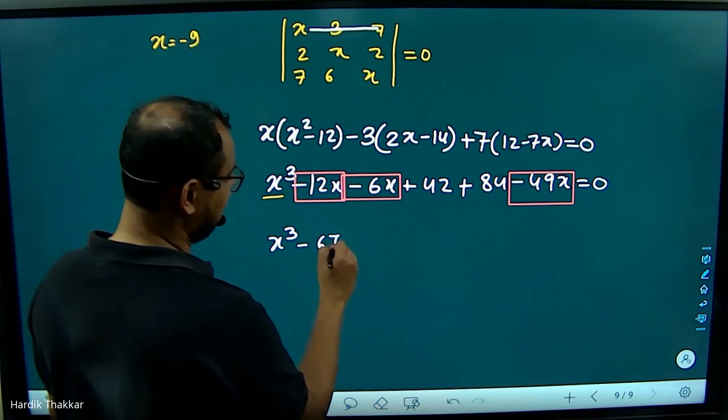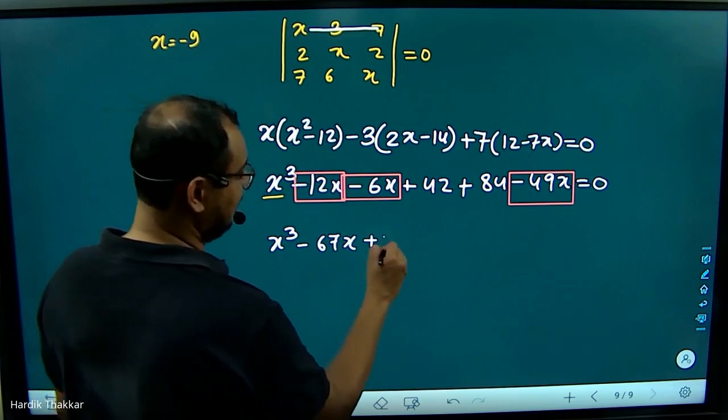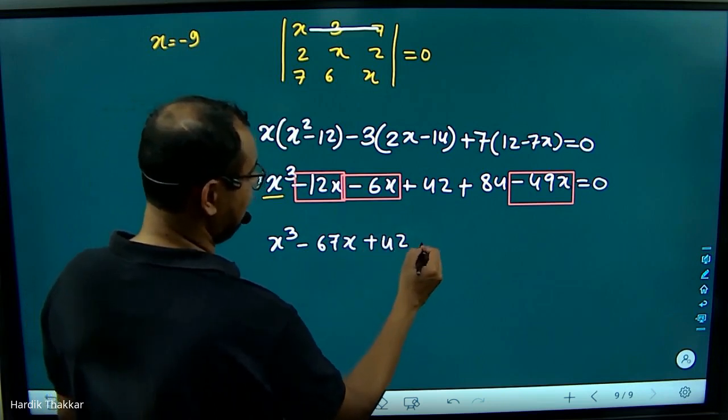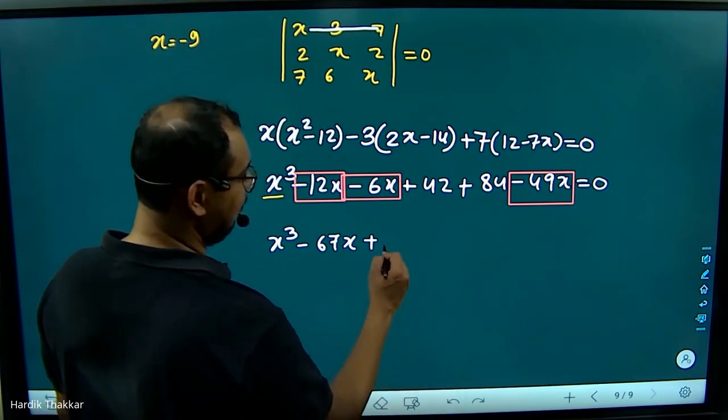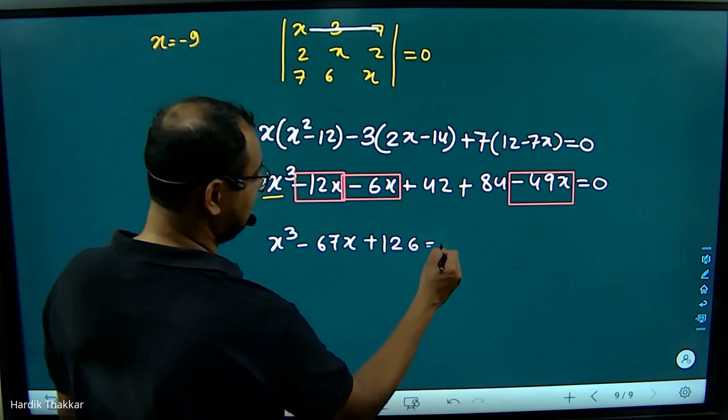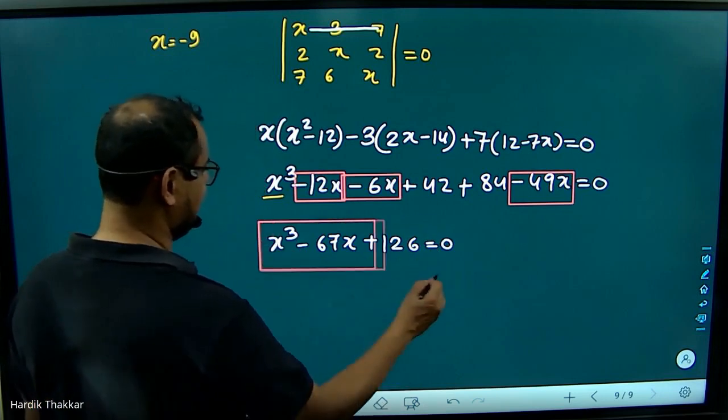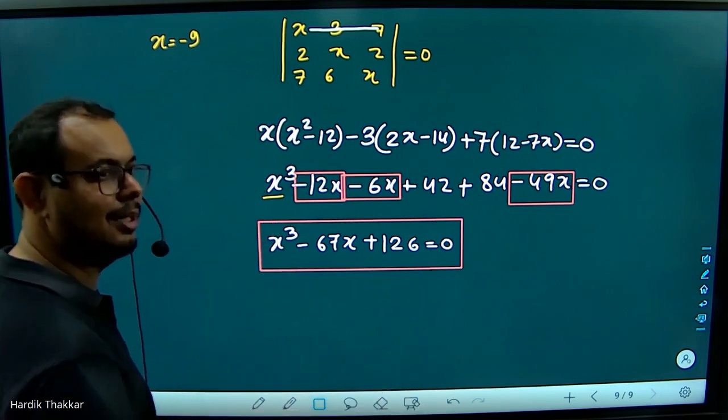I think minus 67x plus 42. Plus 42 and plus 84. So the addition will be 126, that is equal to 0. I think you will get this equation. Did you get the result till this part?